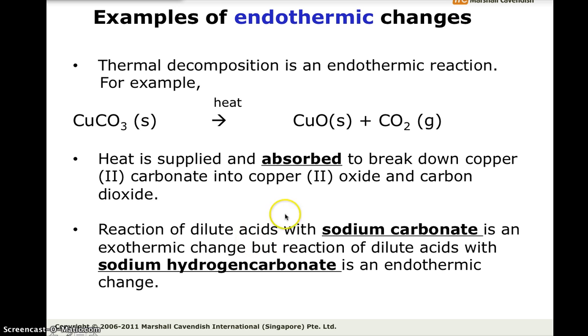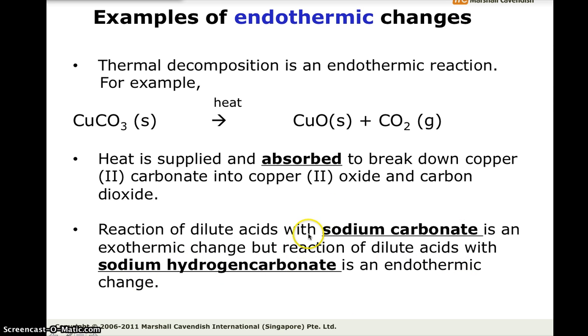Reaction of acids with sodium carbonate is an exothermic change, but the reaction of acids with sodium hydrogen carbonate is an endothermic change. There is actually no way to predict whether it is exothermic or endothermic. So the scientists actually perform the experiments, and they realize that the reaction of acid with sodium carbonate is exothermic, but the reaction of acid with sodium hydrogen carbonate is endothermic.